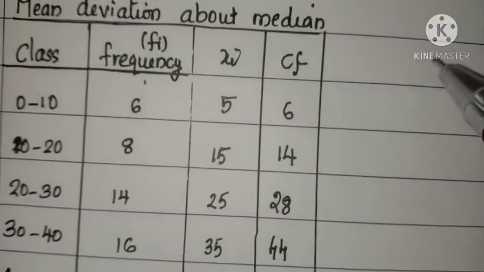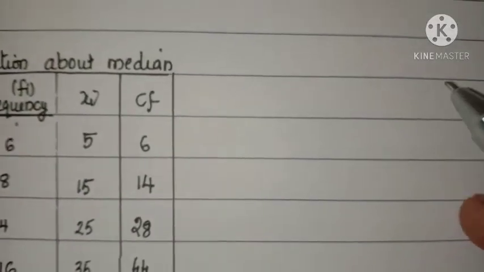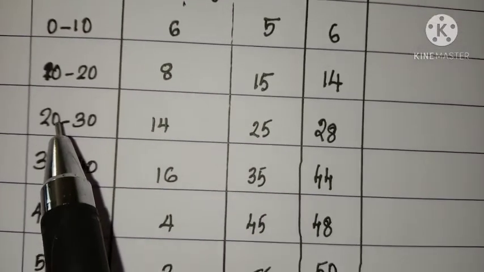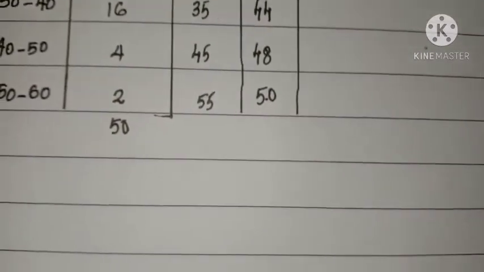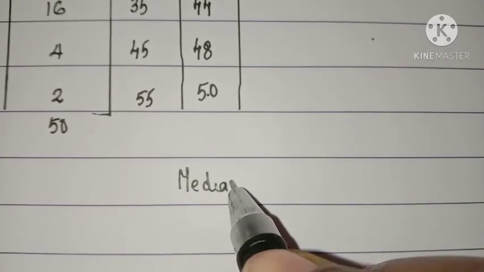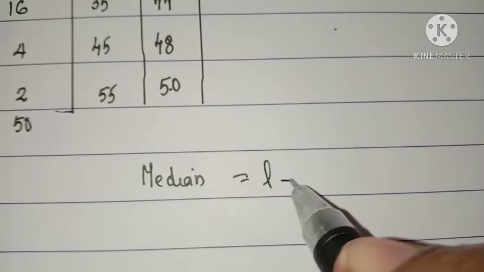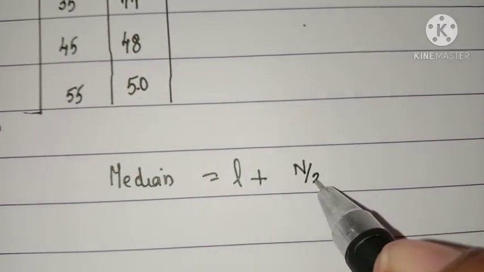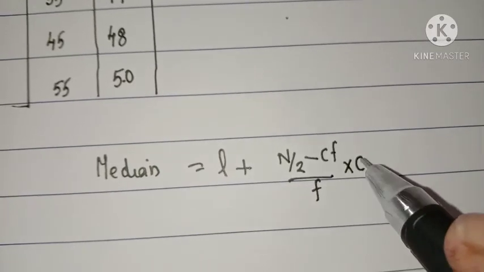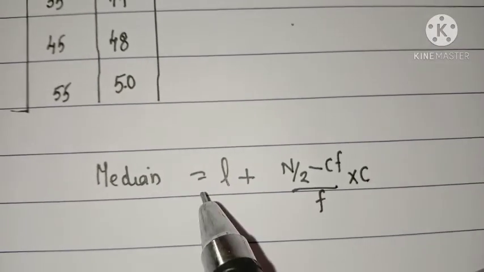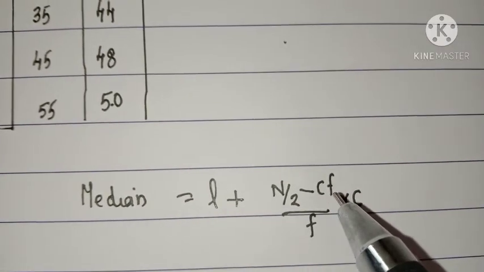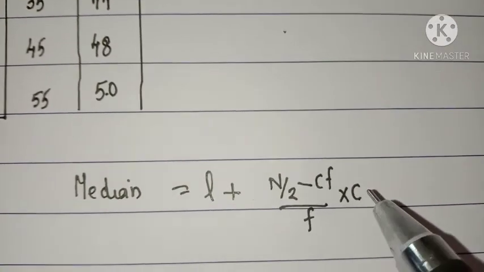Okay. Now first we have to find the median. So listen, here the data is in the form of class intervals and frequency. So in this case, median is obtained by using the result L plus (N by 2 minus CF) by f, into C. C or h. Median is obtained by L plus (N by 2 minus CF) by f, into C.